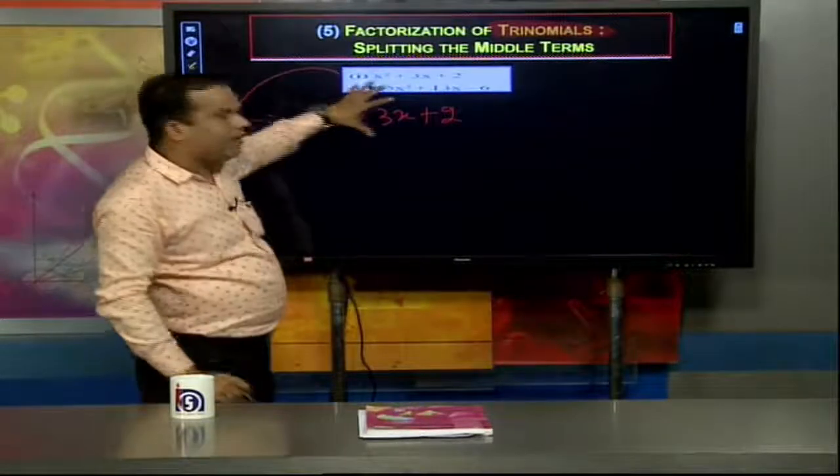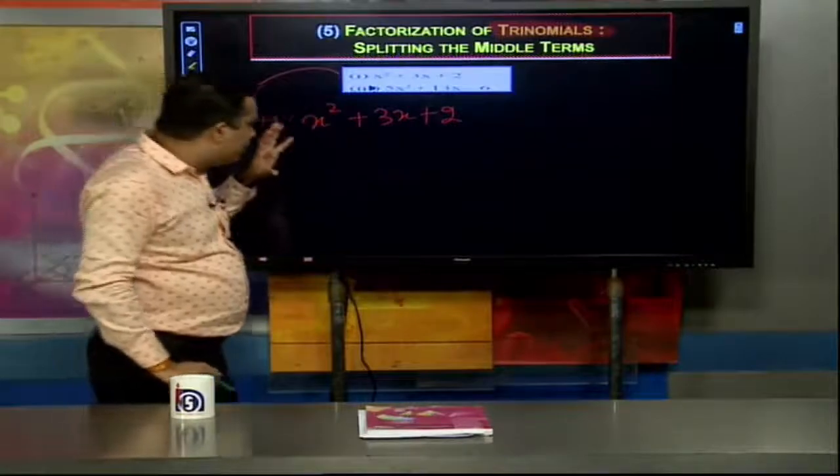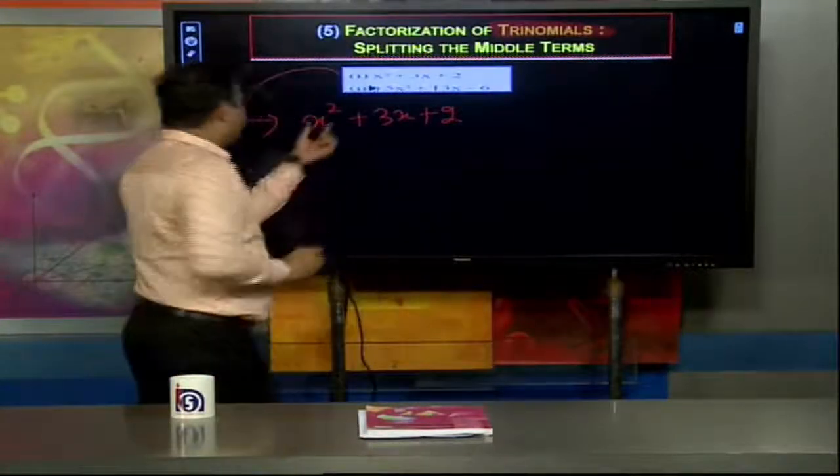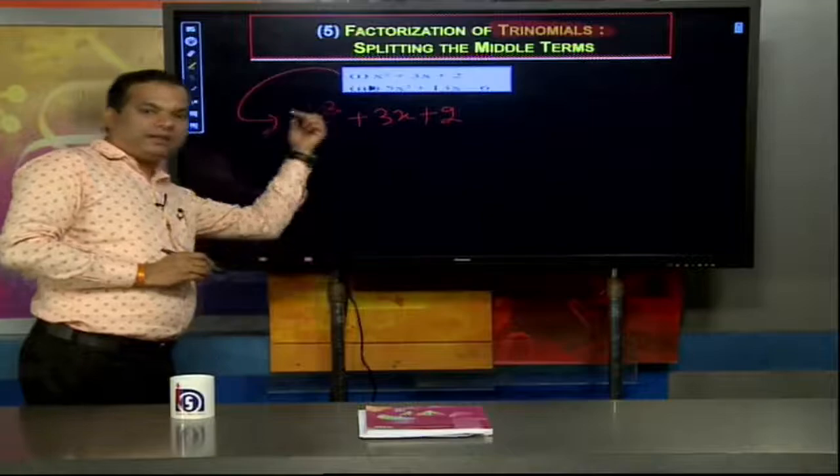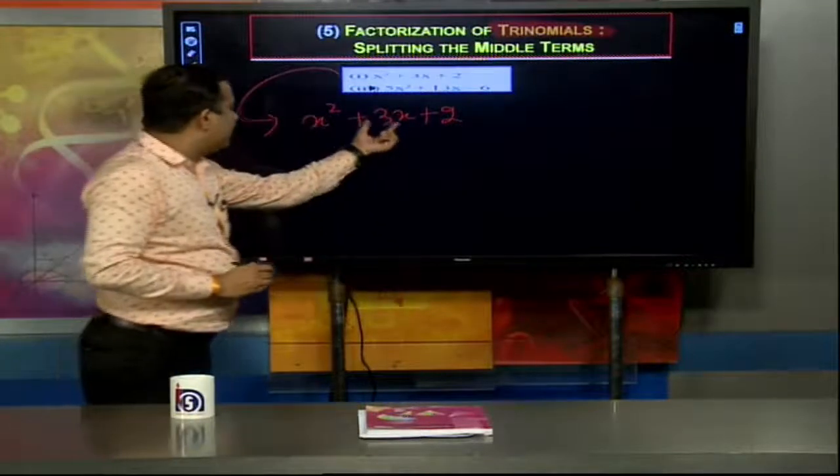Now, when talking about the splitting technique, let me tell you the technique, learners. The question is like x square plus 3x plus 2. This is a trinomial, because there are three terms. Now, how do we find its factors? The thing is, you see learner, when talking about x square, the first term factor is known as a. Second, this is the middle term.